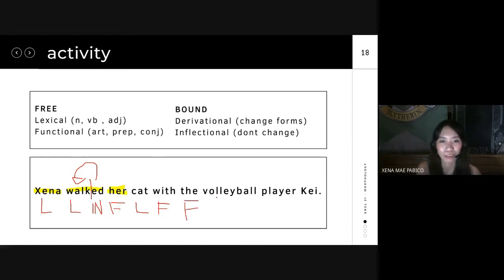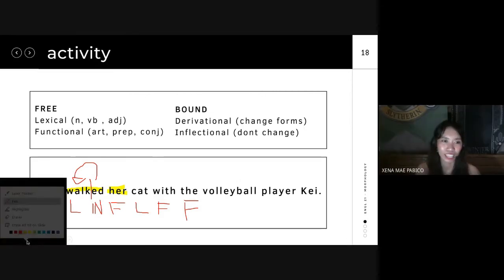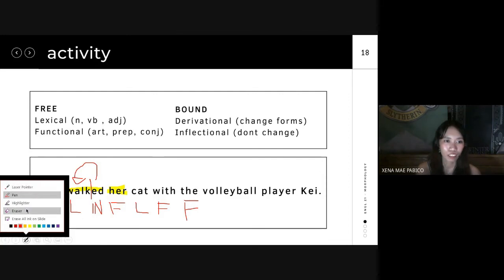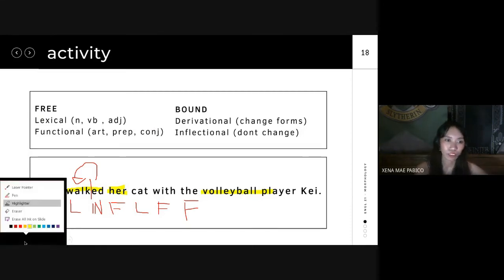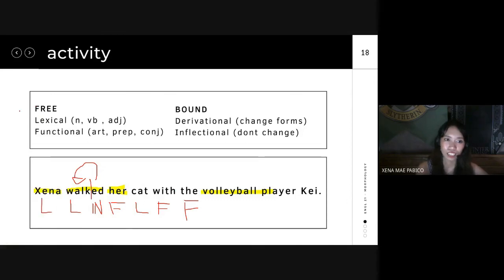How about volleyball? Jai, how many morphemes are there in volleyball? Do you think there are one or two? There's only one because volleyball is a compound noun. So what do you think volleyball is? What kind of morpheme is it? Is it lexical? Is it free? Functional?